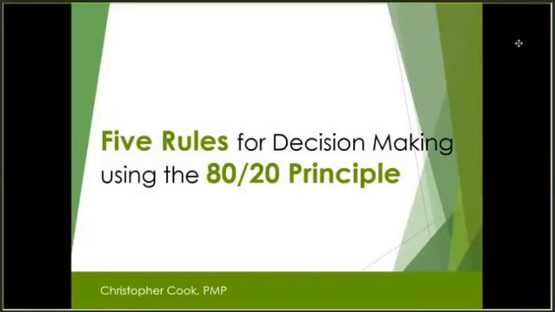I appreciate your time. My presentation is 5 rules for decision making using the 80-20 principle. A quick introduction to the 80-20 rule. It was discovered by Italian economist Vilfredo Pareto. He noticed 80% of Italy's land was owned by only 20% of the population.